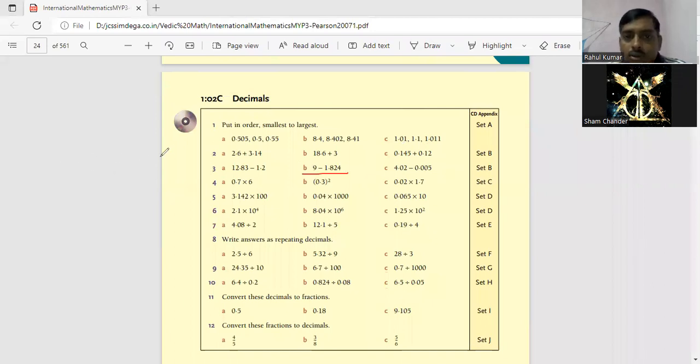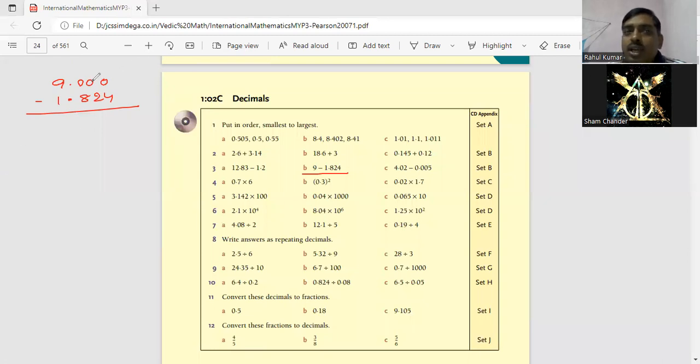3B. So how can you do it? Sir, 9 minus 1 minus decimal 824. Wouldn't that give me the answer in negative, sir? It will give you negative, not possible. Because you can write this as 1.8 and add 3 zeros, decimal 824. Sorry, sir, I got it completely wrong. I understood the question.